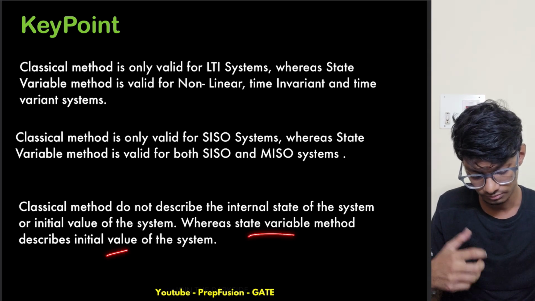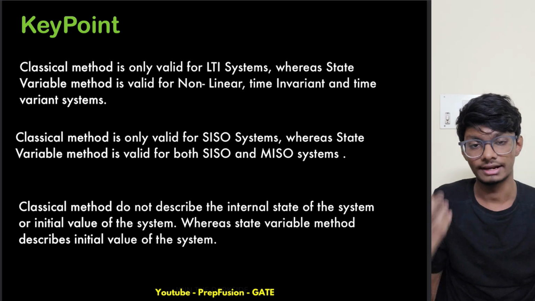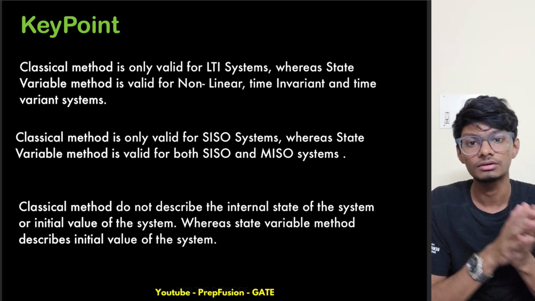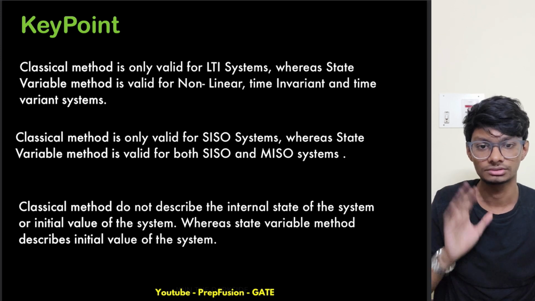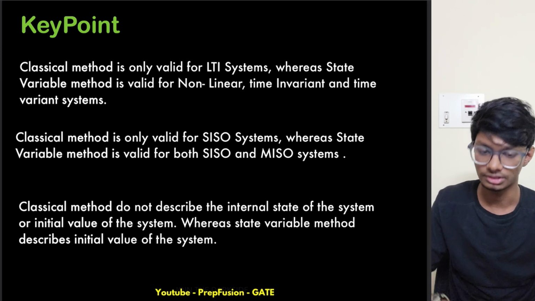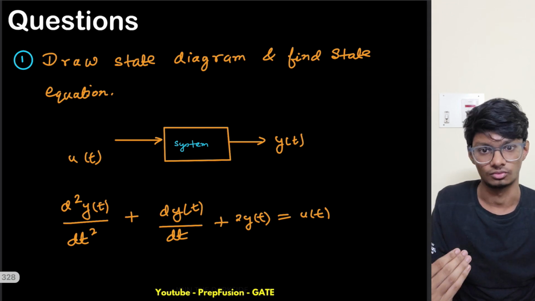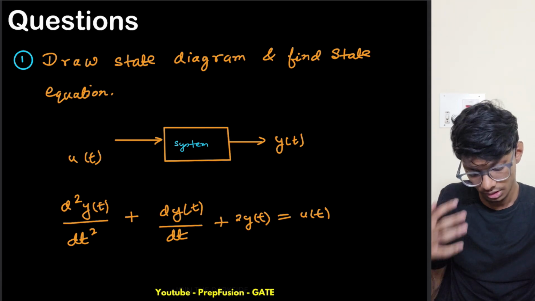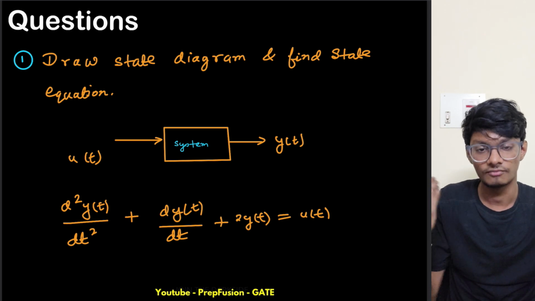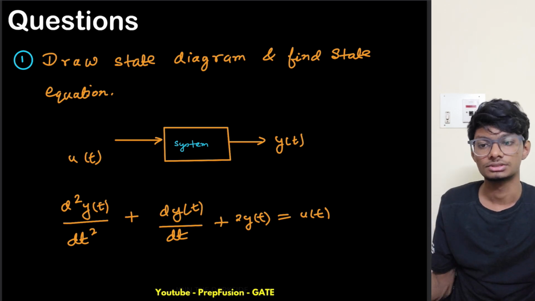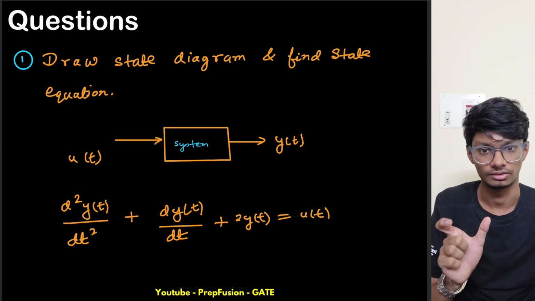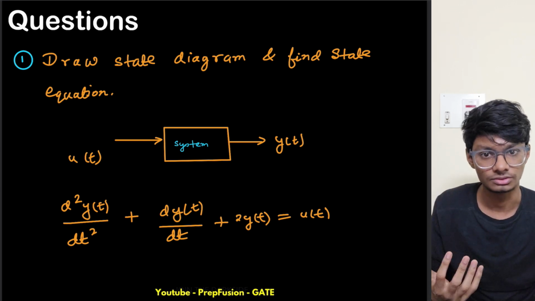With the state variable method, we can analyze a circuit with the initial value and the input simultaneously applied to the system. We'll do examples of all those things, and from there you will understand, but these are a few points to know. Now let's do a few questions. From here, your understanding of state variable, state equation and state diagram will be clearer.